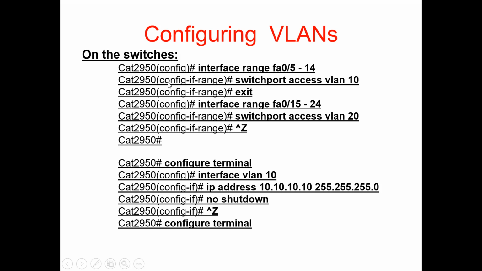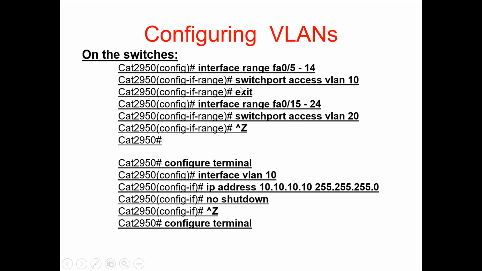If you do that, you'll see the mode changes here: config-if-range, which means config interface range. That is the new mode of configuration. Then we issue this command there. We want to make all these ports 5 up to 14 become edge ports, and also to tell which VLAN they belong to. In this case we are calling this VLAN 10. So we issue the command switchport access vlan 10.